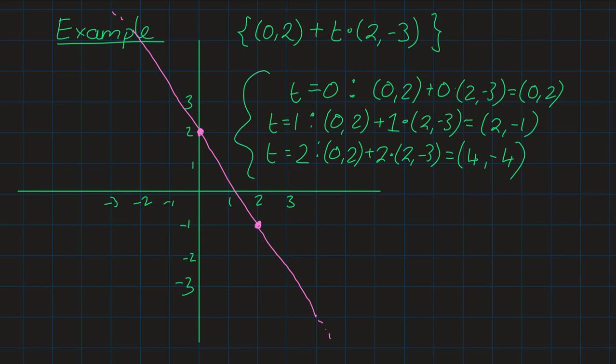So this is just another technique for plotting the parametric equation of a line. You can just plug in a couple values of t, get the corresponding points, join the line between them, and extend it. Okay. So let's move on.